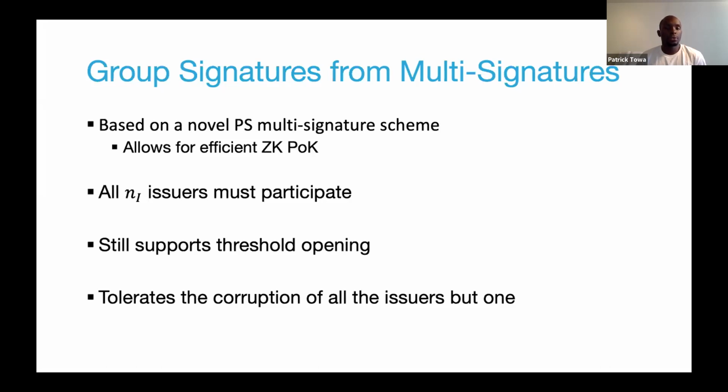And the multi-signature at stake here is a new Pointcheval-Sanders multi-signature scheme. A nice feature about it is that it allows for efficient zero-knowledge proofs of knowledge of multi-signatures. The downside of this construction is that all issuers must participate because it's a multi-signature scheme, meaning that all signers must have signed for the user. But the benefit is that we can tolerate the corruption of all the issuers but one, and not just half of them as before. And the scheme still also supports threshold opening.